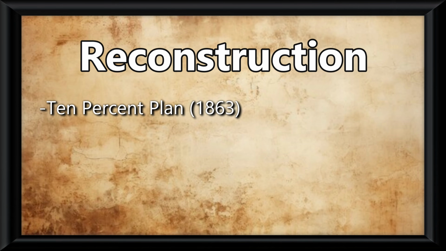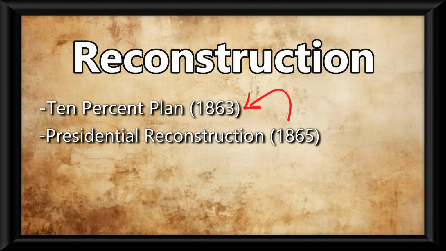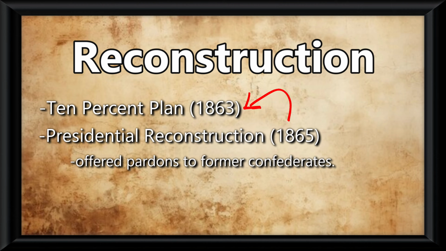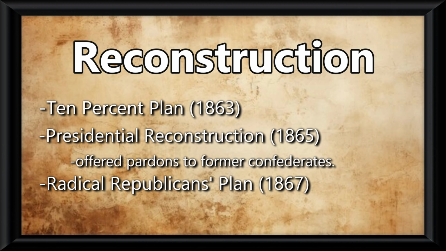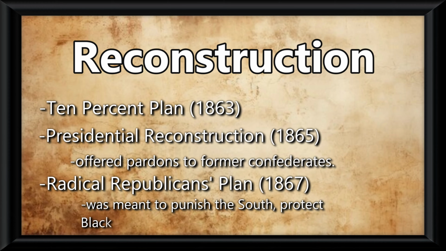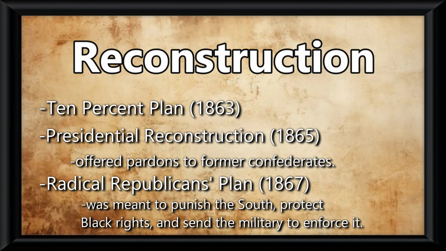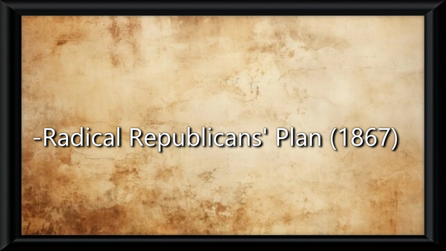Andrew Johnson came in and gave his plan, which was very similar to Lincoln apart from offering pardons to former Confederates. Then later in Reconstruction, the radical Republican plan was put into effect as Republicans gained more power. This was meant to punish the South, protect black rights, and send the military to enforce it. The South absolutely hated this.